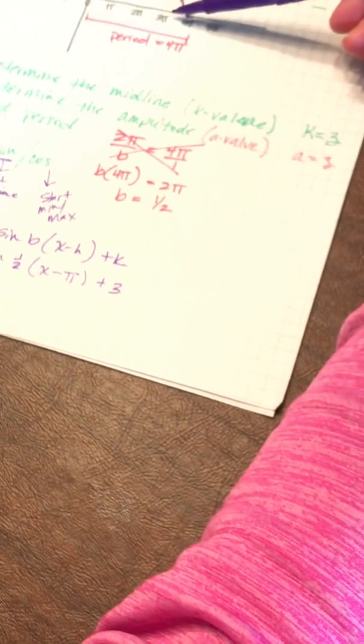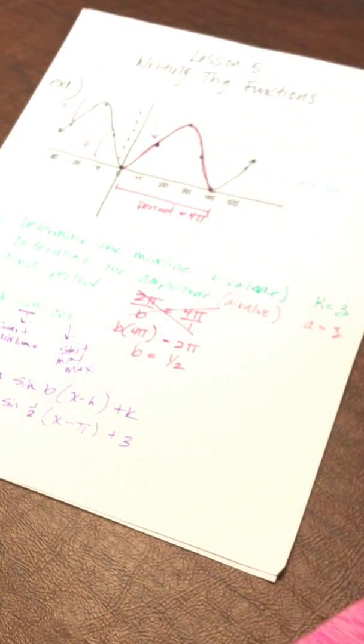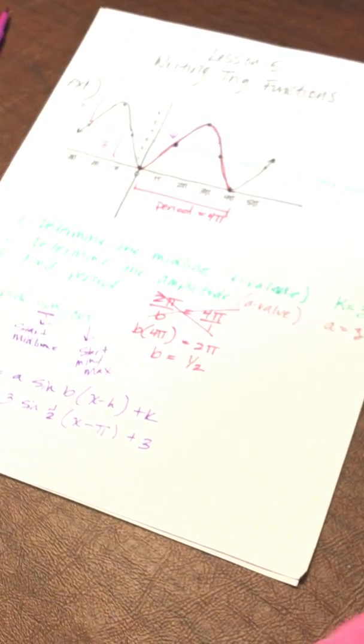If I started here, then I would shift it to the right 3 pi. If I started with this point, I would shift it to the left pi. So it depends on which point you start with, what your h value is going to be. So this is one equation for this line. Let me show you real quick how I could write the same equation, but using a cosine function.